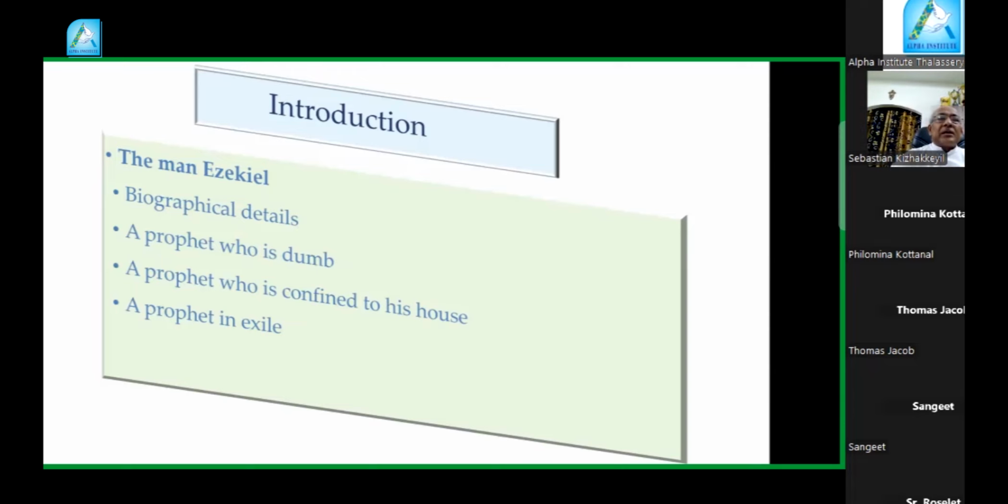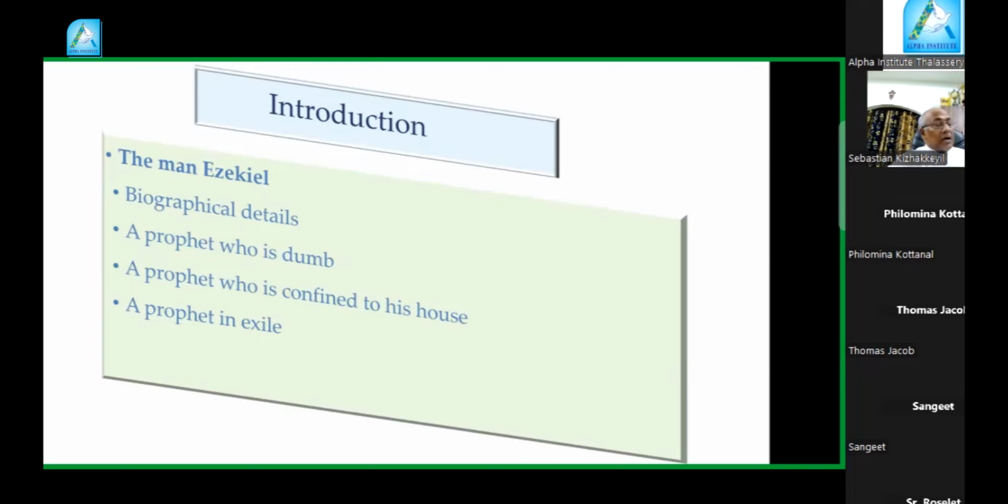Several times he is undergoing translocation. He is taken to Jerusalem by angels, catching hold of his hair. He was taken to Jerusalem, or even in vision. Scientifically speaking, maybe in vision, whatever was taking place in the temple of Jerusalem, he sees while he is in Babylon. Okay, so that is a translocation. So he spent all his time in exile. So he was a prophet in exile.